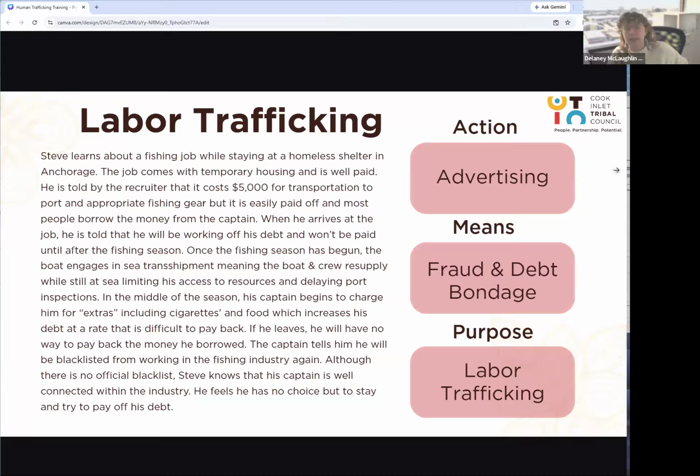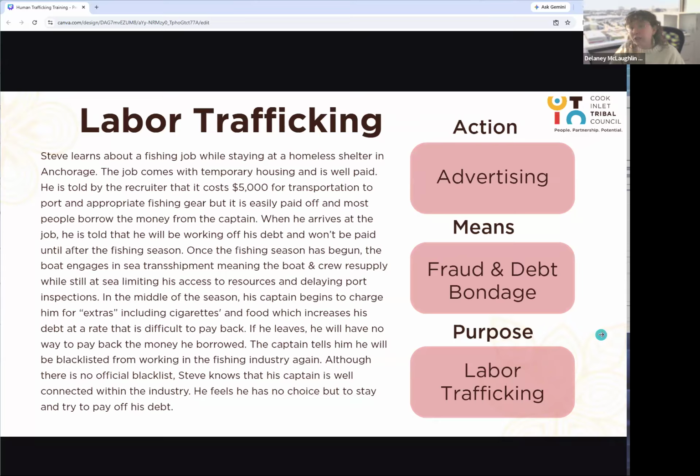Unfortunately, this is something we do see. There was a fishing company that was tied up in a labor trafficking case a couple of years ago. And that same fishing company was recruiting people out of homeless shelters. So this is just an example, but it is reflective of something that we see pretty regularly. And again, if you have questions, please put them in the Q&A.